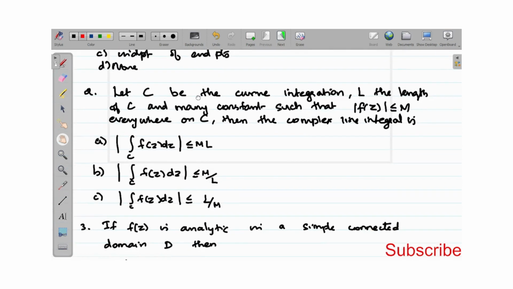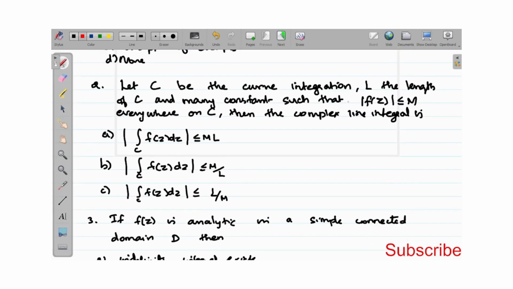Second question: let C be the curve of integration, L be the length of the curve, and modulus f is less than or equal to M, then the complex line integral is... Option A is right. Modulus of the integral over C of f is less than or equal to ML. It is the ML inequality theorem.